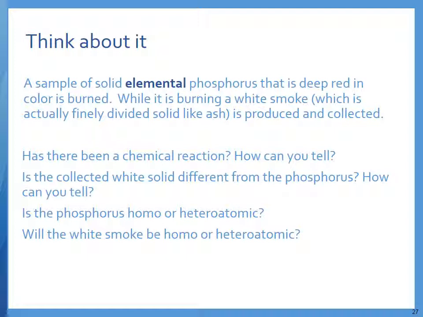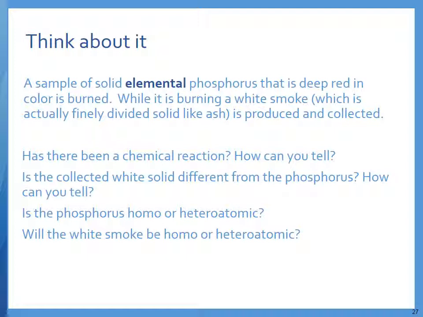Is the phosphorus homo or heteroatomic? Well, since I told you it was elemental phosphorus at the beginning, the original phosphorus would have to be homoatomic, only made up of phosphorus, because it's elemental. If I didn't tell you it was elemental, if I just said some kind of phosphorus compound, then you wouldn't know for sure. It could be pure phosphorus or it could be some kind of phosphorus compound. But since the question says solid elemental phosphorus, then the phosphorus would be homoatomic.